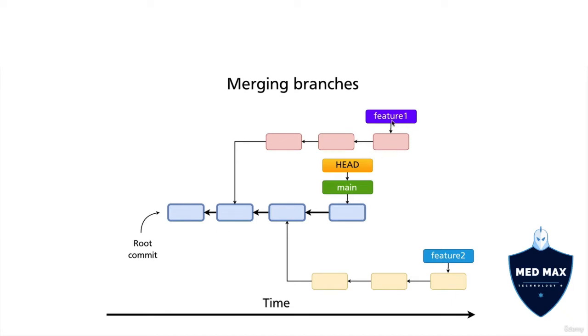This feature 1 branch was created at this moment when there was this commit in the main branch. And that's why first commit in the feature 1 branch has this commit as a parent. Feature 2 branch was created a bit later, and that's why this particular commit is parent commit for the first commit created in the feature 2 branch. And now those feature branches are actually two separate, let's say, lines of the story. Here is main story and here are other stories.